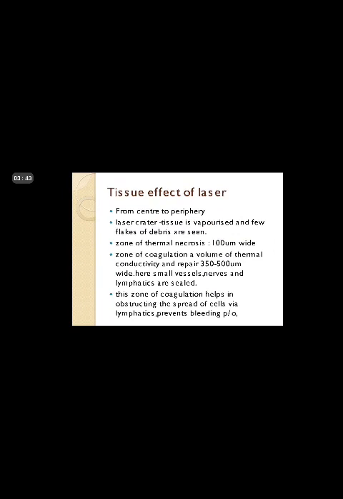Tissue effect of laser, from center to periphery. When a laser is applied to the tissue, a laser crater is produced. Here the tissue is vaporized and a few flakes or debris are seen. Then the zone of thermal necrosis, which is 100 micrometers wide. Then the zone of coagulation, a volume of thermal conductivity and repair, 350 to 500 microns wide. Here small vessels, nerves and lymphatics are sealed. This zone of coagulation helps to obstruct the spread of cells via lymphatics and thus prevents post-op bleeding.